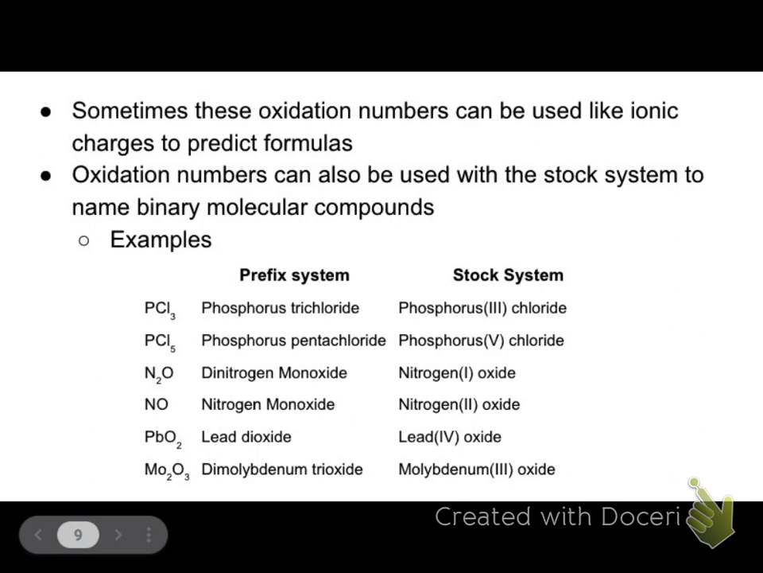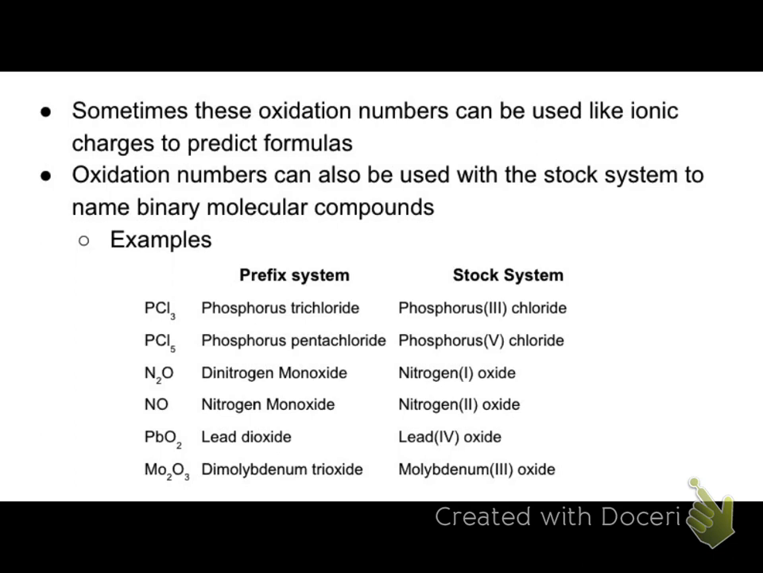Okay. In the prefix system, PCl3 would be written as phosphorus trichloride. If you were using the Stock system, you would just call it phosphorus 3-chloride. And then based on the fact that phosphorus has an oxidation state of 3, and the fact that we know that chloride has an oxidation state of -1, we would know there would need to be 3 chlorine atoms.